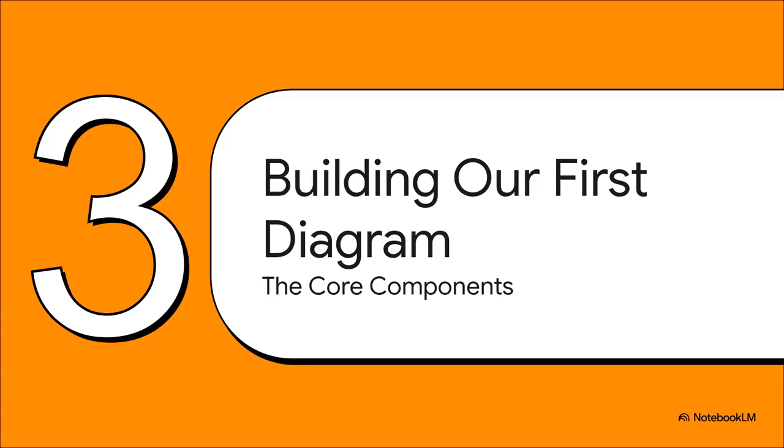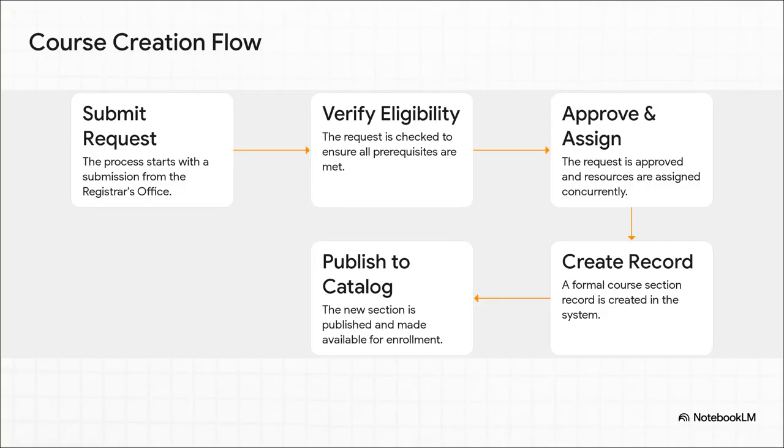We're going to use a fantastic real-world example from our source material, the whole administrative process for creating a new university course section. So, this is the story we're going to map out. Now, at first, it looks pretty straightforward, right? But as you're about to see, there are some hidden decisions and even tasks that happen at the same time. We're going to follow this request all the way from the beginning to its final publication.